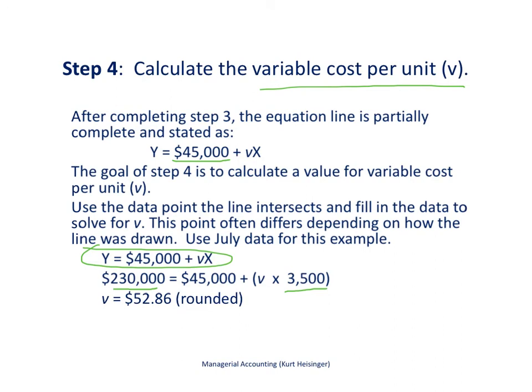I should note that the data point that I used was for July. It varies. If you did this on your own and drew a line, you'd probably come up with a different data point that the line went through, but that's fine. Just use the data point that the line hits, and in my case, it was the data point for July. The result then was to calculate the variable cost per unit, and the variable cost per unit in this example is $52.86.